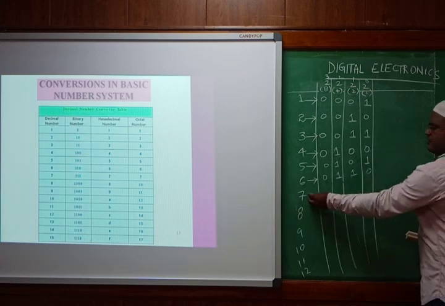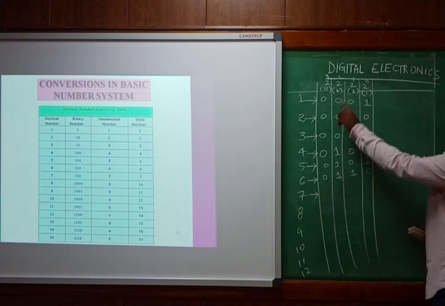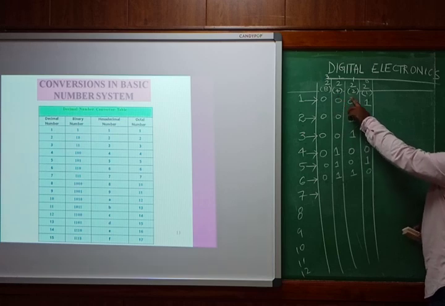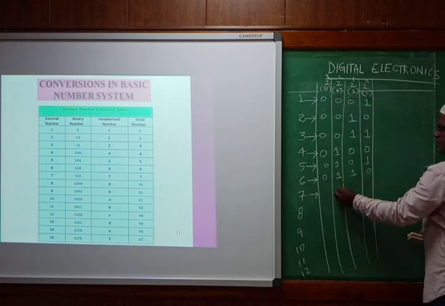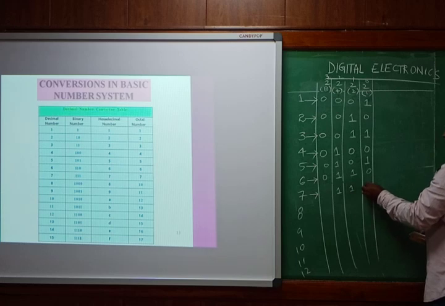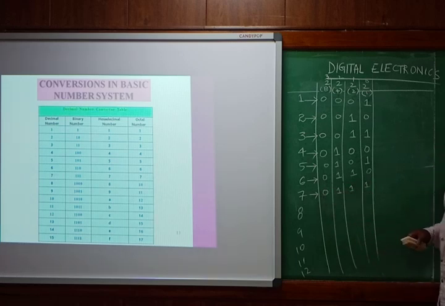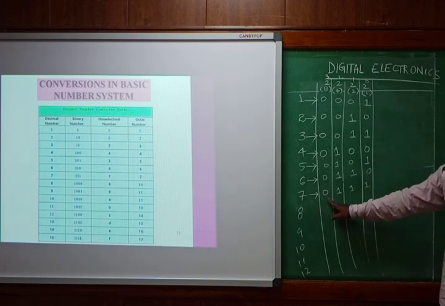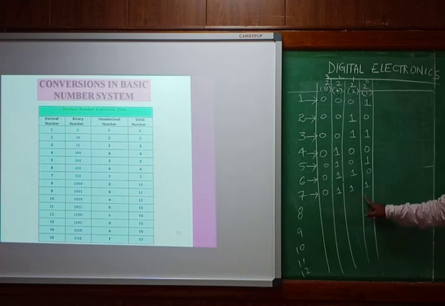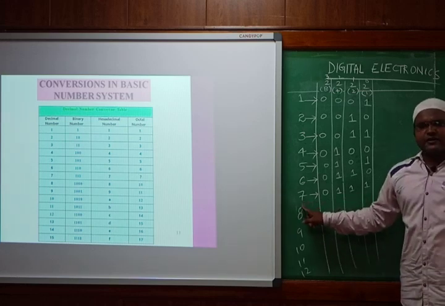Similarly, I need to write 7. To get 7, what should I take? 4 plus 2, 6, 6 plus 1, 7. That means I should get all these as 1 and the first digit should be 0. That means the code for that is 0, 1, 1, 0. That means we want to write it as 7.